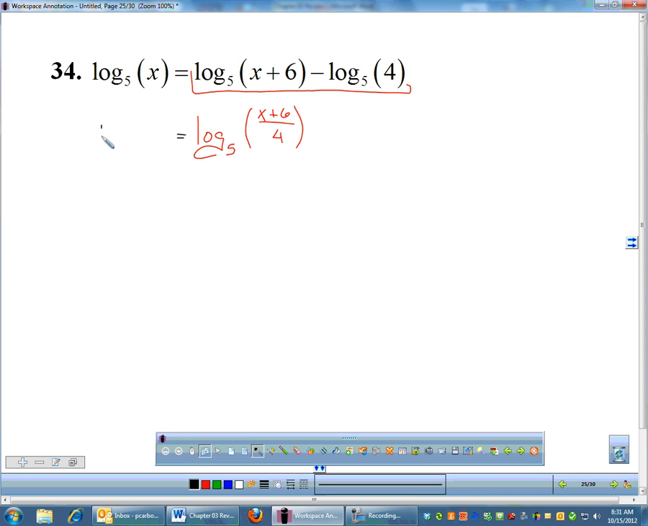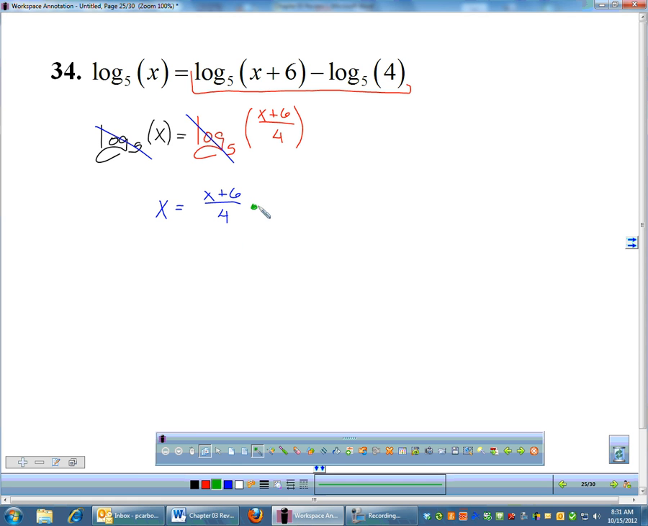And on my right side, I only have one log over there anyway, so I'm not going to bother changing it. Now I have log 5 equals log 5. I can drop my logs. Do not drop logs until you only have one log on both sides. So x equals (x plus 6) all over 4, and we have to solve this equation.